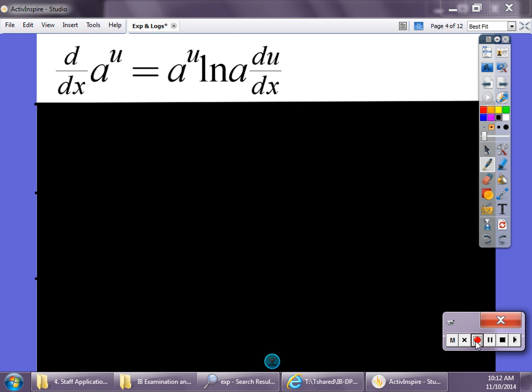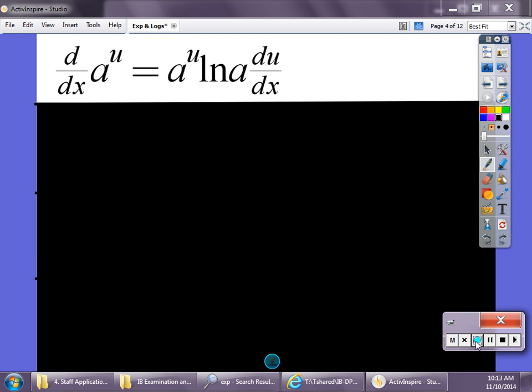So this is the first derivative. This says, what's the derivative of a to the u? A is a constant number, so it could be 4, it could be 2, and u is some function. The most basic function we could have is x, but it's some function in terms of x. So the derivative with respect to x of a to the u is a to the u, natural log of a, times the derivative of u with respect to x. And this is the chain rule piece right here.